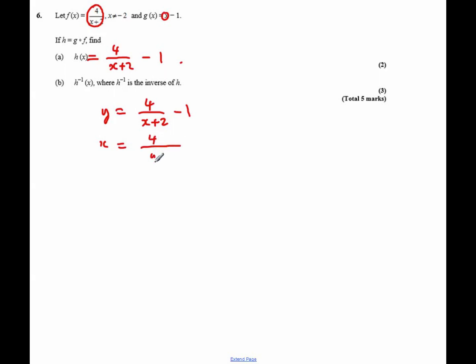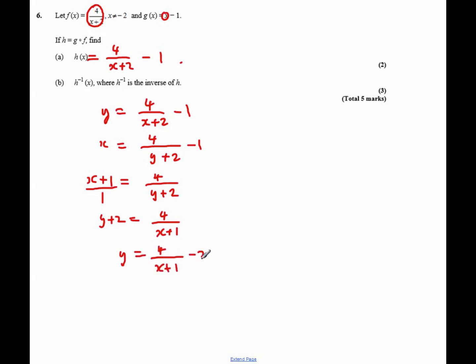Find the inverse. To find the inverse, I start off by writing this as y, and then I switch the x and y, and then I trouble myself with making y the subject. So I get x plus 1 equals 4 over y plus 2. If I write it like that, I could cross these two over. So I could times both sides by y plus 2 and divide both sides by x plus 1. And then I just get y is equal to 4 over (x plus 1) minus 2.